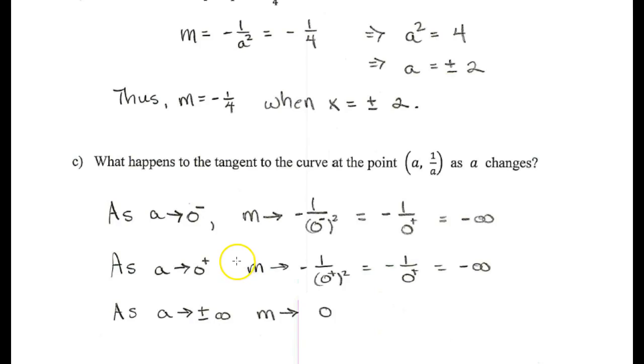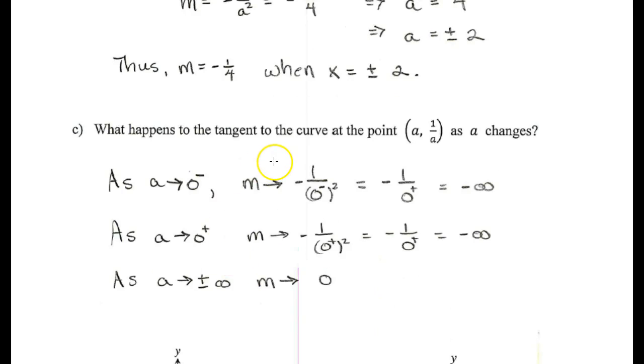All right. In Part C, it says what happens to the tangent to the curve at the point a, comma 1 over a. Right, when x is a, the function is 1 over x, so 1 over a is the y value, as a changes. So as a approaches 0 from the left, you have your slope approaching minus 1 over a squared. 0 from the left is a tiny negative number. When you square it, it becomes a tiny positive number. So minus 1 over a tiny positive number is going to minus infinity.